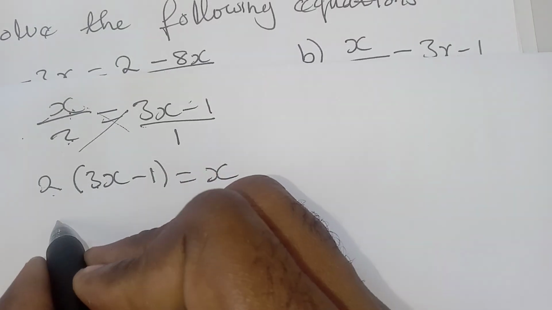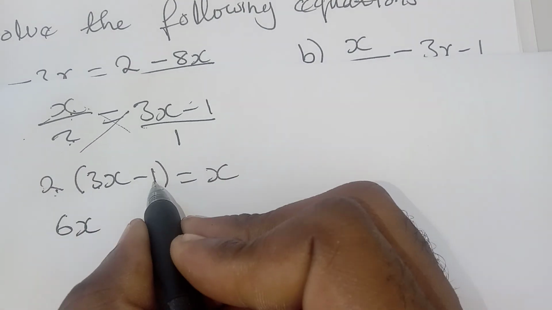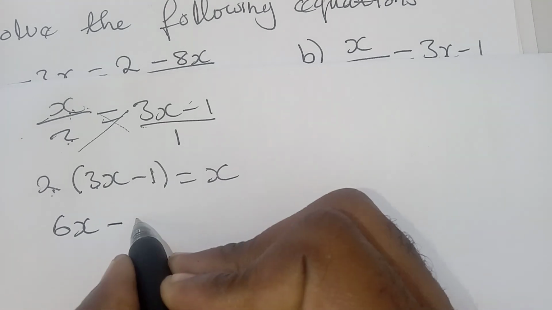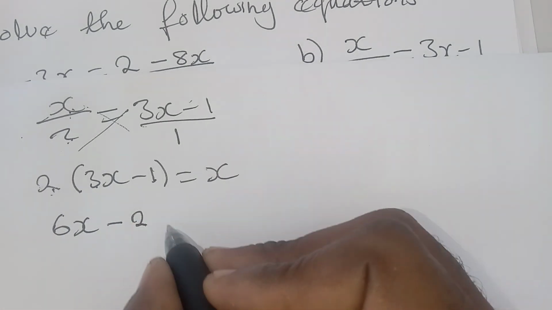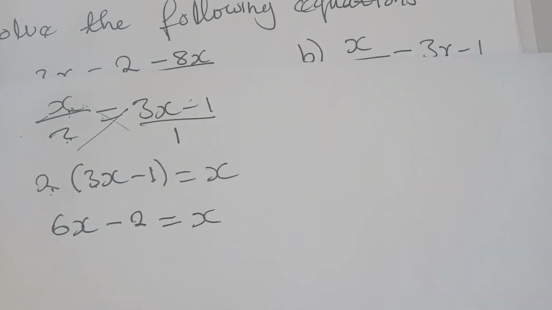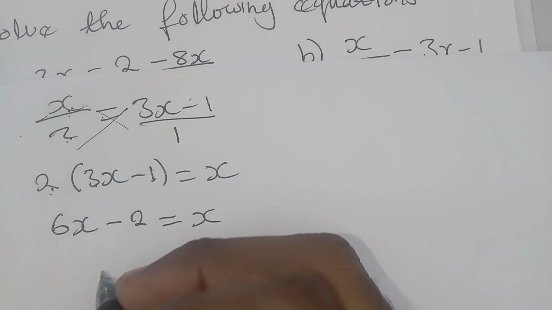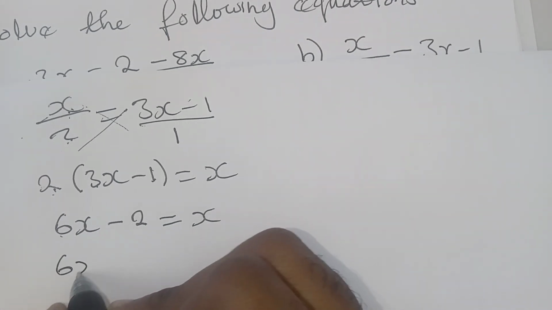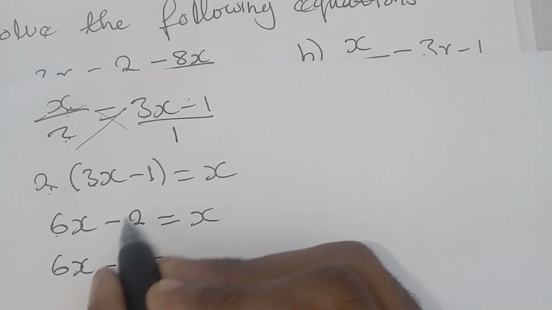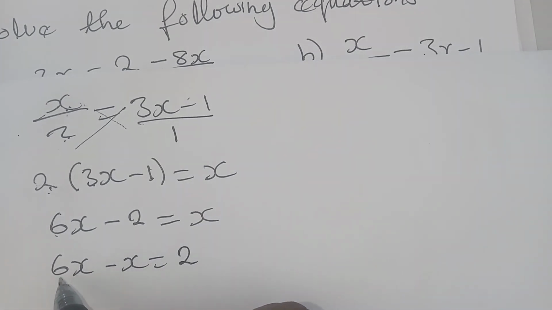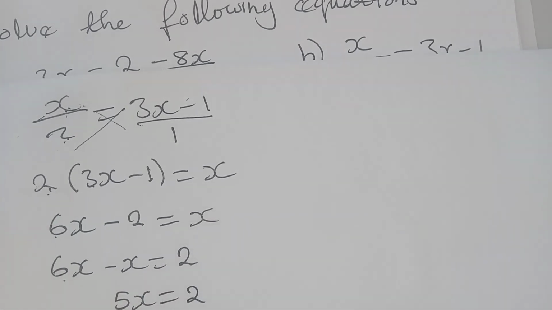This multiplied by this is 6x. Then 2 multiplied by negative x, this is negative 1, this is negative 2, and then this is equal to x. And then you can take the 2 to the other side and leave the 6x this side. So you can bring the x this side, you take the 2 to the other side, and this minus this is 5x is equal to 2.